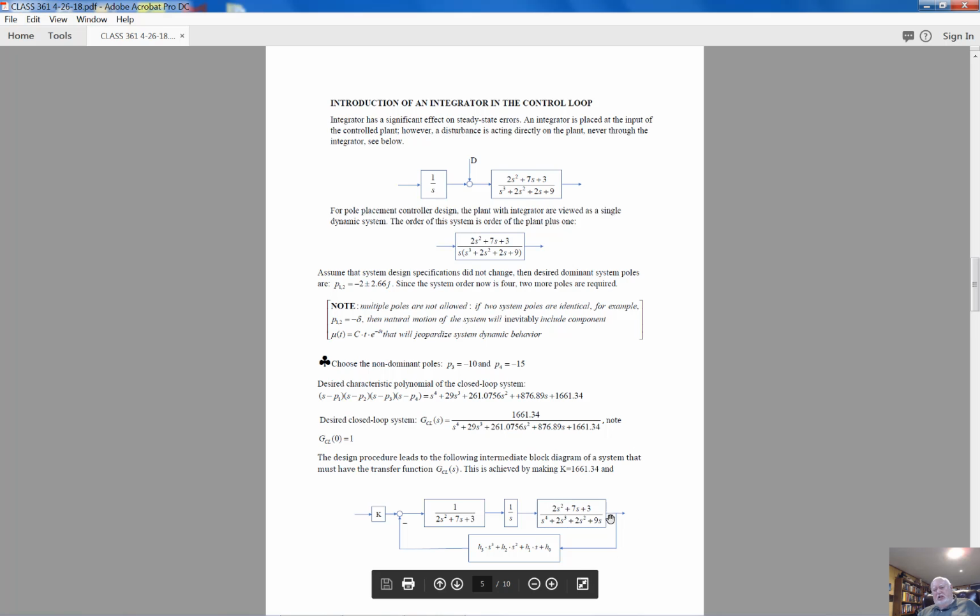Next, please take a look at this block diagram. This is the original controlled plant. This is the integrator that we inserted in the system. This is the filter that was introduced to cancel zeros of the controlled plant. The order of the system now is 4, and therefore, in the feedback, I would place a third order polynomial, h3 times s cubed plus h2 times s squared plus h1 s plus h0.